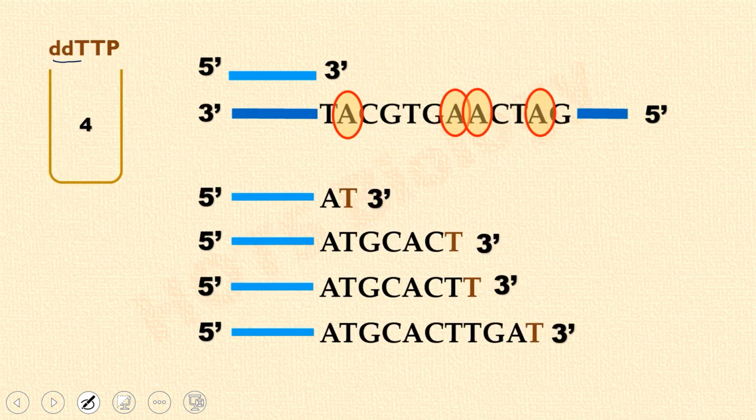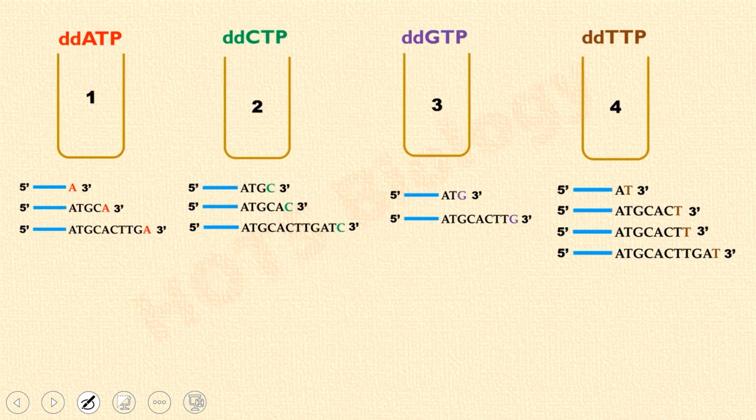Similarly, in case of ddTTP, either chain will be terminated here or here or here or here. So we have got four different types of DNA fragments. So overall this is the picture. In case of ddATP, we have got three different types of DNA fragments. In case of ddCTP, second tube, we have got three different types of DNA fragments. In case of ddGTP, we have got two types of DNA fragments. In case of ddTTP, we have got four different types of DNA fragments.